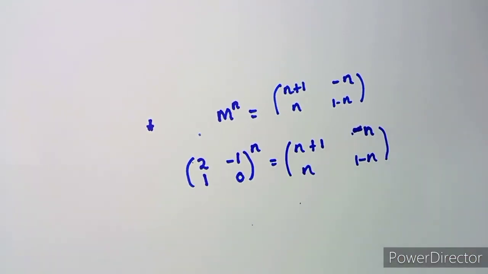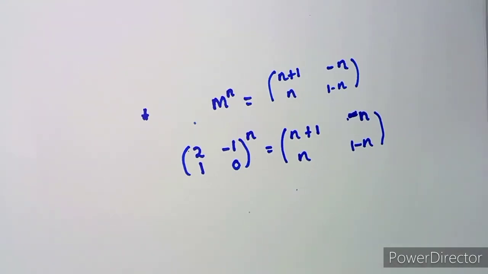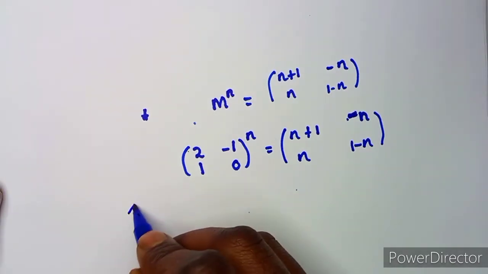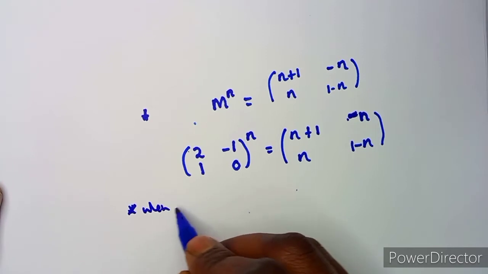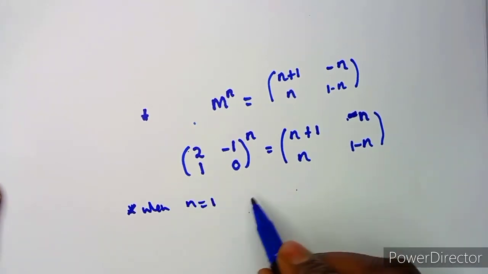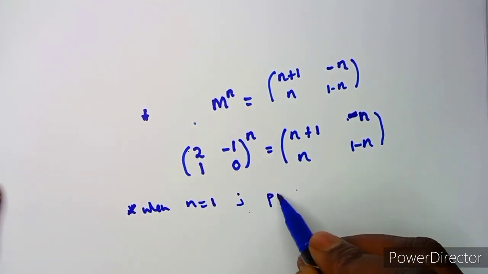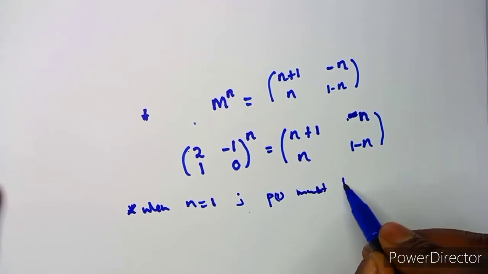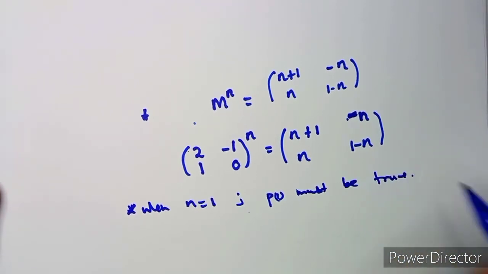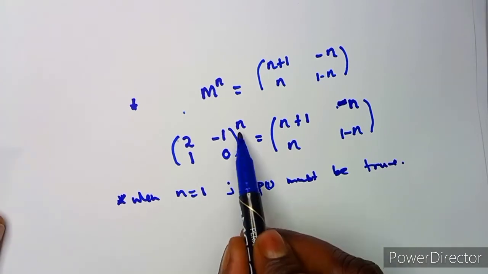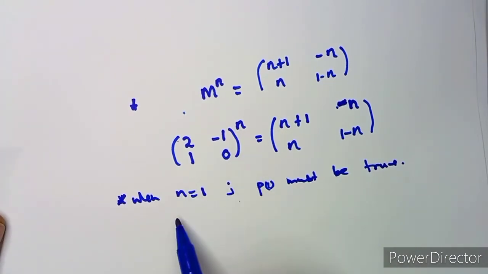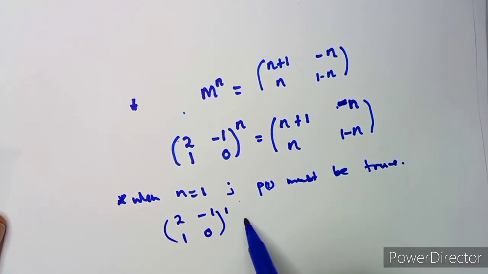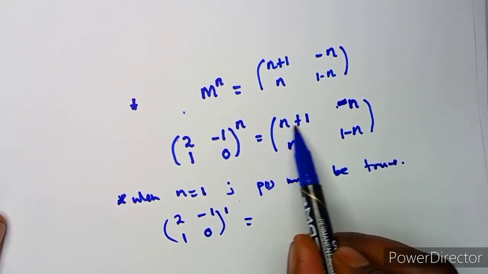The stages of proving are one and the same thing. You're going to start with n equal to 1, which means P1 must be true. So can we see that this is going to be true if n is equal to 1? If n is equal to 1, we have the matrix 2, minus 1, 1, 0 to the exponent of 1, which is equal to, in place of n, substitute 1.